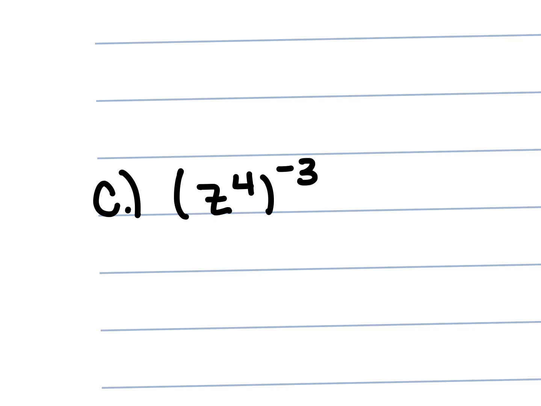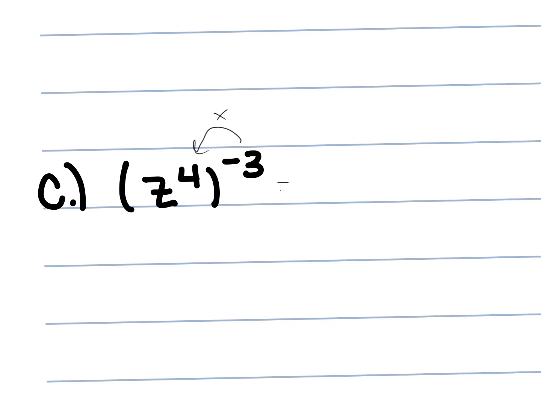What do I do in letter C? This one's different. Natalia? That's a Z, actually. Okay, so that's Z to the 4th power, and then it's all being raised to the negative 3rd power. What do you think, Natalia? You multiply it by negative. Excellent. So I'm multiplying the negative 3 by the 4.